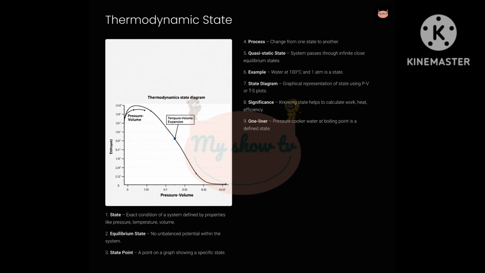A quasi-static process is a slow process that allows the system to be in near equilibrium throughout. This type of process is idealized but helps us apply thermodynamic formulas easily. For example, a gas slowly compressed in a cylinder follows a quasi-static process and has clearly defined intermediate states. The importance of defining a state is that once we know the state, we can calculate other properties like energy, work done, or heat transfer.